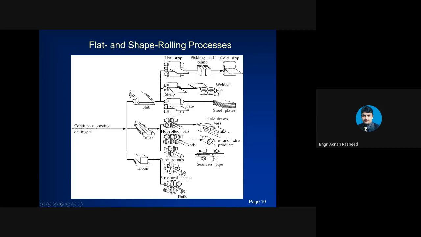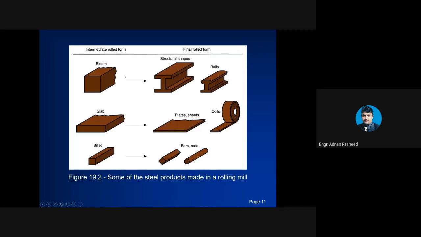So you have to pass through different rollers in order to get the different shapes such as H-beam, I-beams, rails, beam, etc. So this is the general classification of rolling processes over slab, billets, and bloom. You can see that this is a bloom. You can get structural shapes such as I-beam, H-beam, rails, beams, etc.